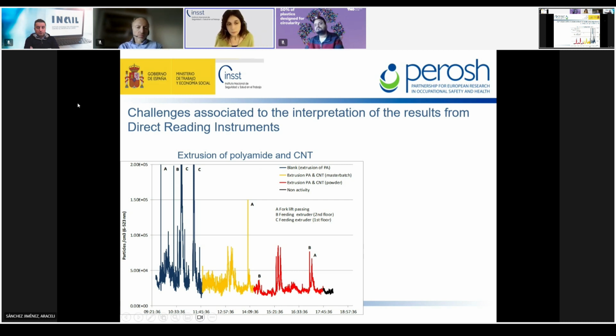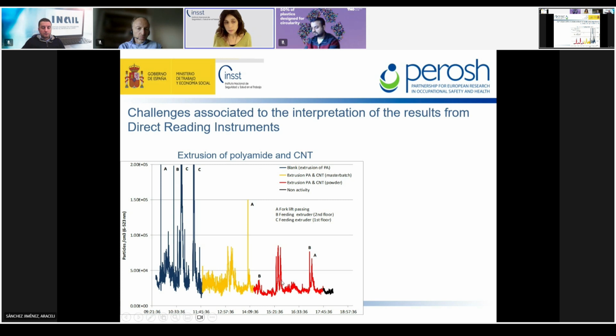This is a time-series plot of the particle number during a process where polyamide was extruded with carbon nanotubes. In blue, we have the extrusion of the polyamide only, without the use of the carbon nanotubes. In yellow is the extrusion of the polyamide with the carbon nanotubes in master batch, and in red, the extrusion of the polyamide with the carbon nanotubes in powder form. So, in theory, I would expect to have higher concentrations when I'm using the powder.